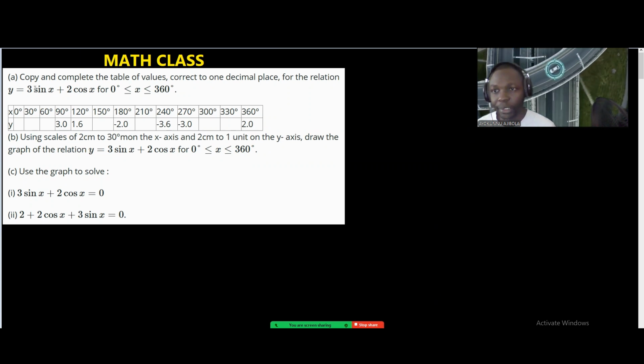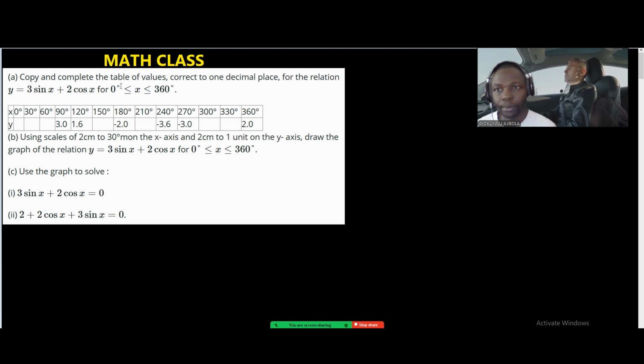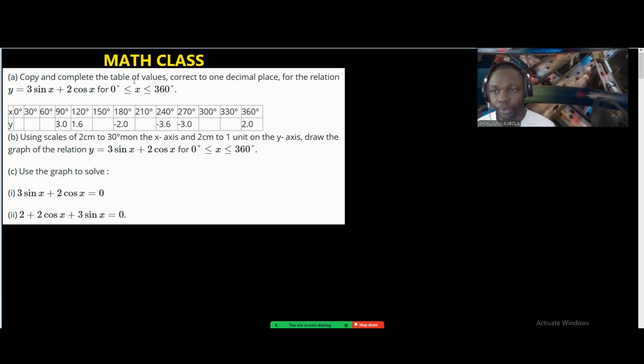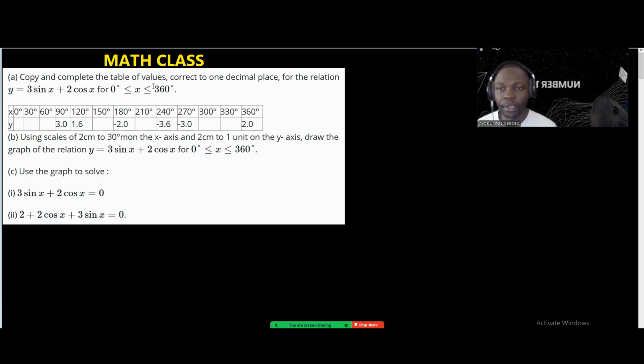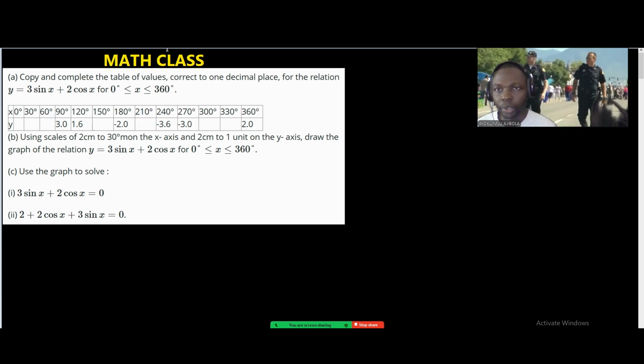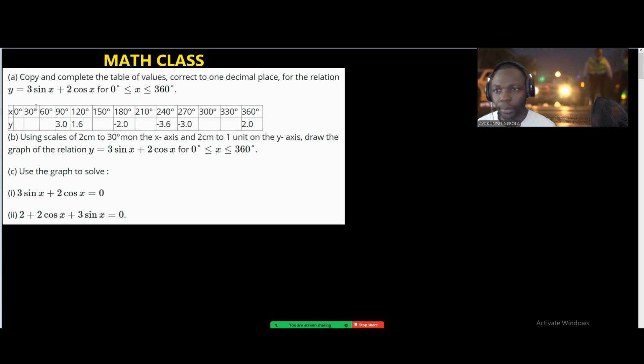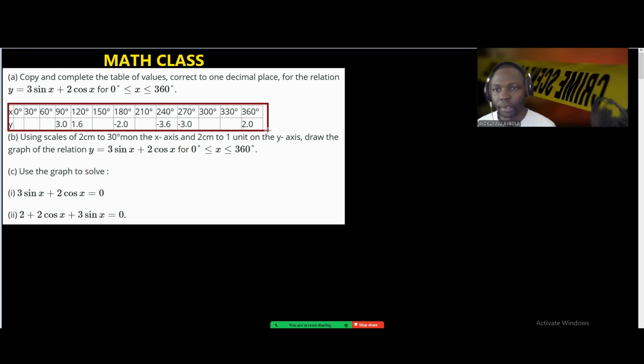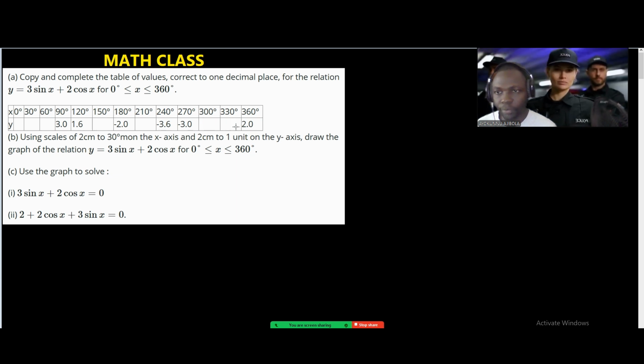Today we'll be looking at this question that says copy and complete the table of values correct to one decimal place for the relation y equal to 3 sine x plus 2 cos x for 0 degrees less than or equal to x less than or equal to 360. Then we've been given some values on the table as you can see right here. So we've been given some of the values in the table here. And then we've been asked to complete the table. So we're going to find the missing values and we're going to see how we're going to find them.